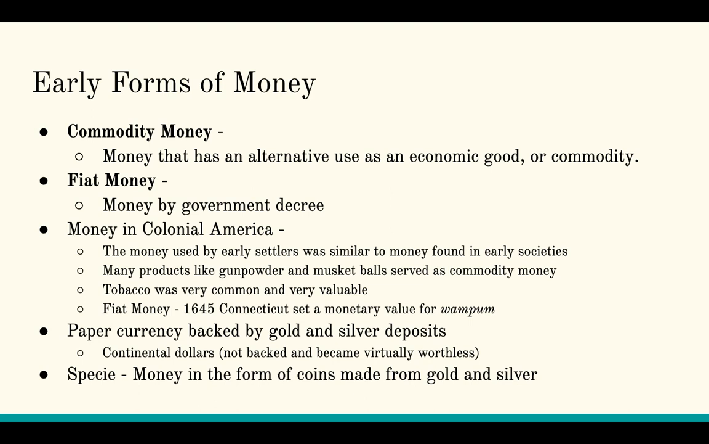Sorry, some time passed, and Americans started to use other forms of money. In some cases, states allowed individuals to print their own paper currency. These were typically backed by gold and silver deposits in banks, and it served as currency for the immediate area. So this wouldn't be widespread.